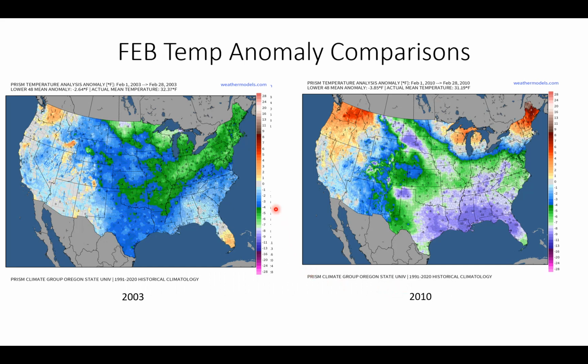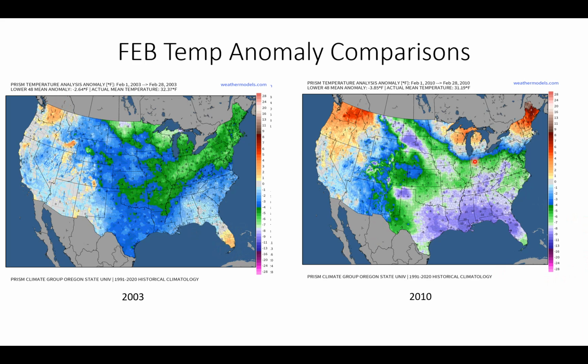And then finally, February temperature anomaly comparisons. This is February 2003 on the left. And look, we're still remaining below normal, green shading here for the temperatures for a large portion of the eastern United States, including New England, down to the Texas area, below normal. A lot of blues and greens on the map in February 2003. The only above normal spots were southern Florida and also up here into Washington State.